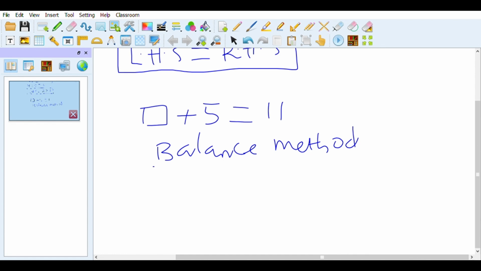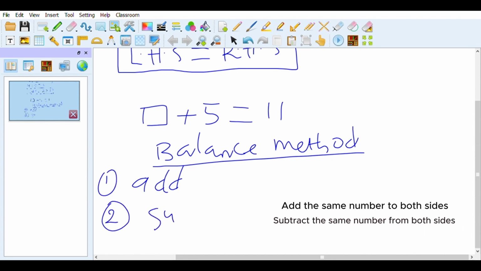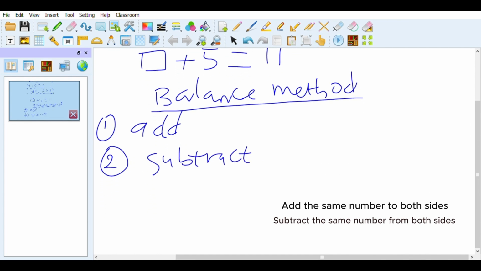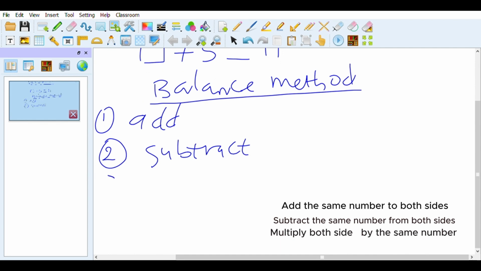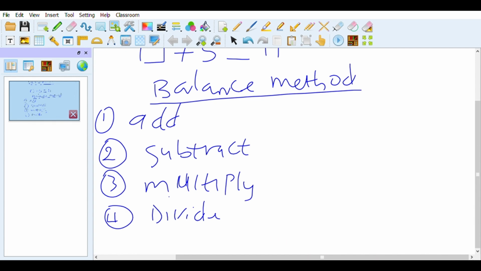When we talk about the balance method, we can add the same thing to the left hand side and the right hand side. We can subtract the same thing from the left hand side and the right hand side. Okay, we can multiply the left hand side and right hand side by the same thing. When I say the same thing here, I'm talking about the same number, or it could be an alphabet. We can also divide the left hand side and right hand side by the same number. And I need you to understand this.